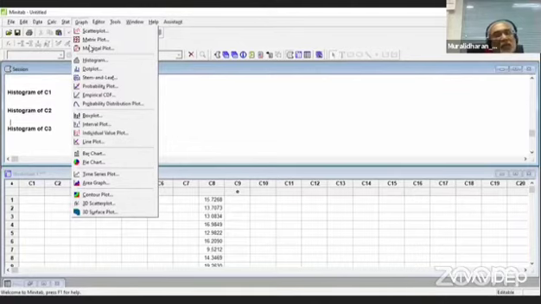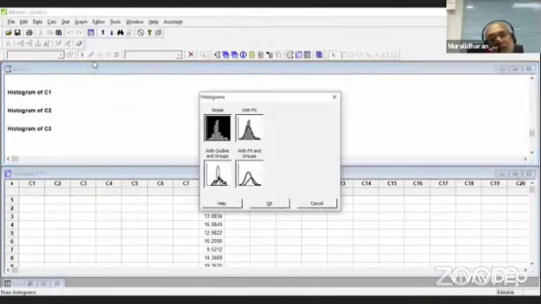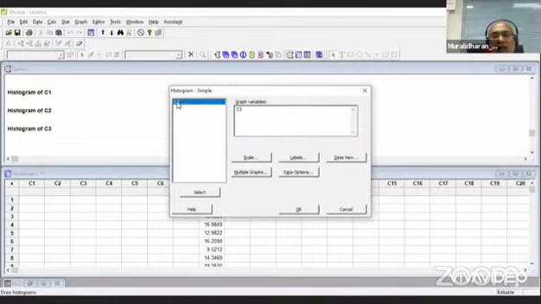So there's a histogram here. I'll just go for the histogram. By default it is a simple histogram. I'll just say okay. And this variable I kept, you can see that it is in column C8. So I just select that into the graph variable panel. So this moved here. You can also double click and bring it over. So now simply say okay.